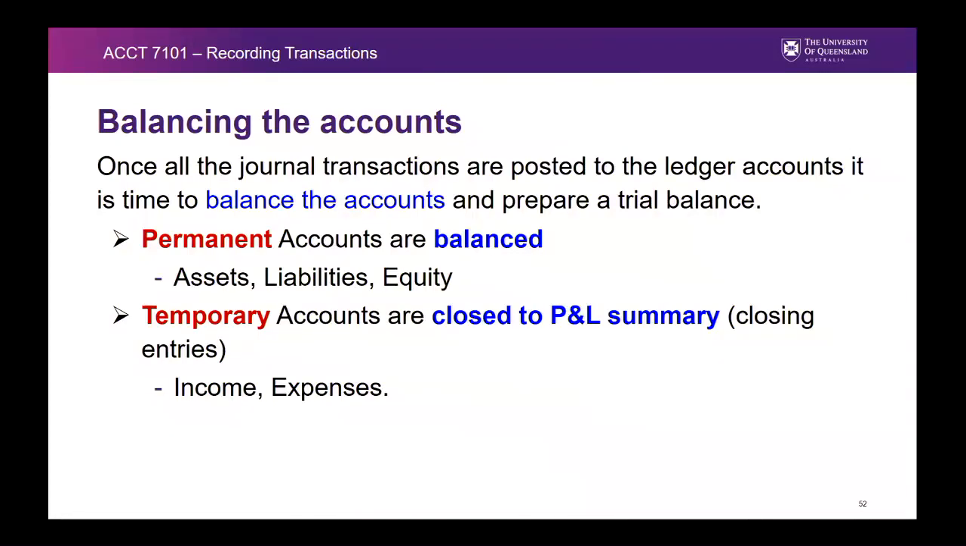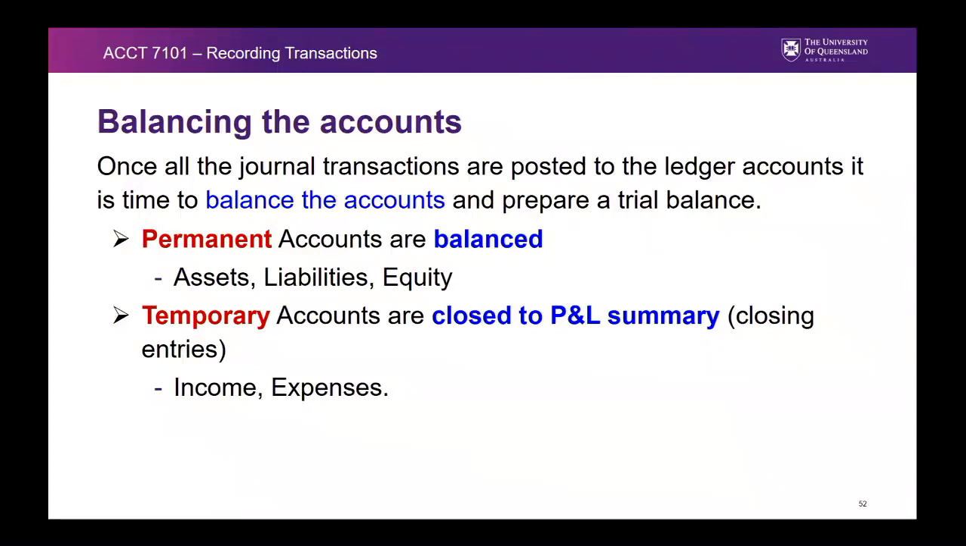Because if we want to work out our profit, we add up all the income for the period and all the expenses and deduct expenses from income. And that gives us a net profit or loss. So that makes more sense when all the accounts start at zero, to measure performance. Because if I started with another number, I'd be mixing up the income and expenses from last year or from another period. So the accounts are treated differently, and the income statement accounts, income and expenses, are called temporary accounts.